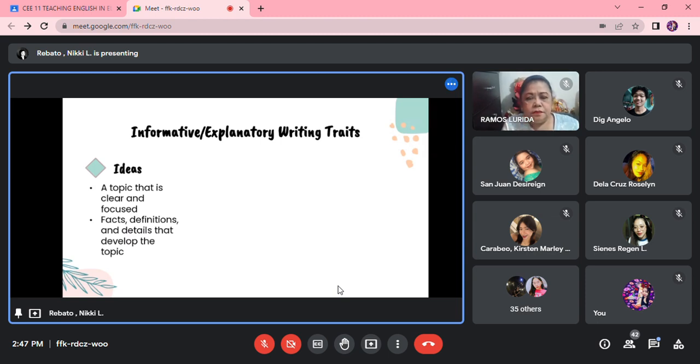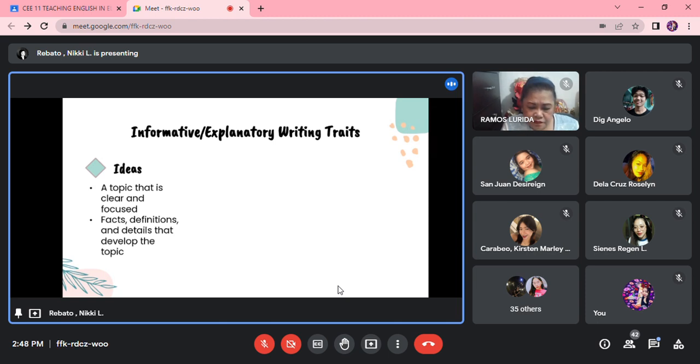A fact is a true piece of information. For example, a fact about ladybugs: ladybugs are carnivores. A detail is a specific fact or piece of information about someone or something. For example, a detail about ladybugs: farmers love ladybugs because they eat insects that damage crops.